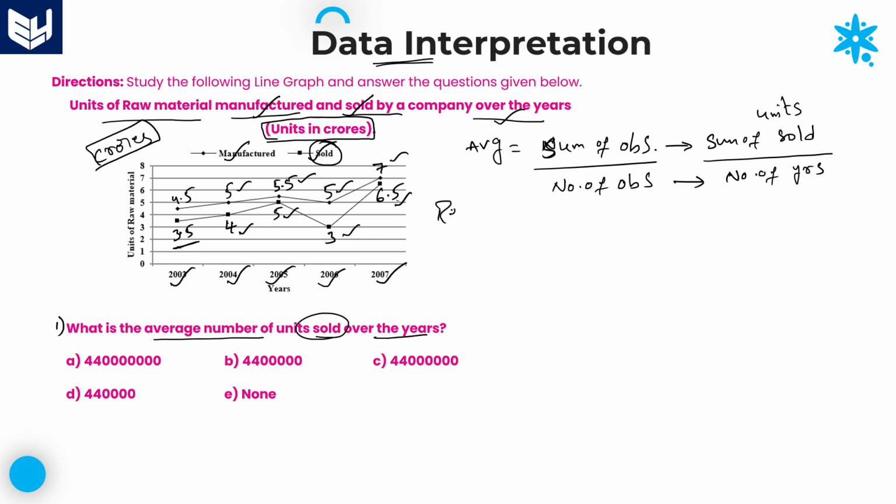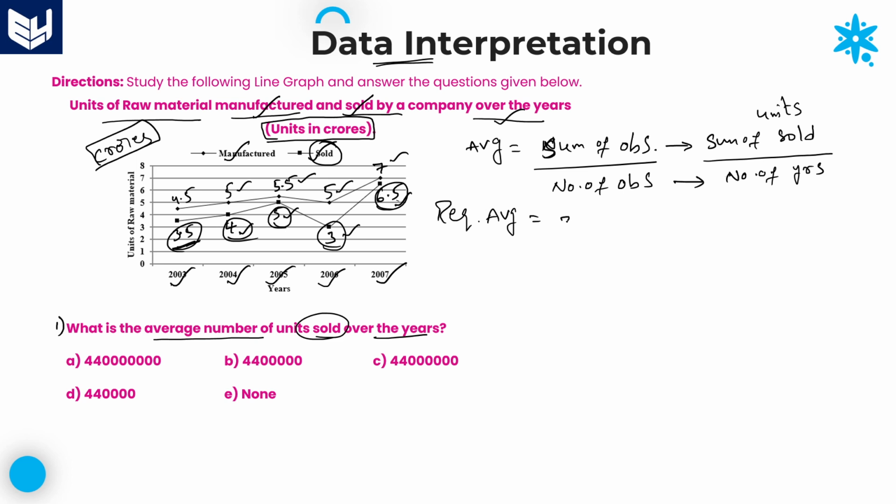Now you just calculate the required average. Here we have the sold values, how many units are sold. Each and every value is in terms of crores, so first we'll take all the values which are sold. Here it is 3.5, 4, 5, 3 and 6.5. All these belong to the number of units of material which are sold.